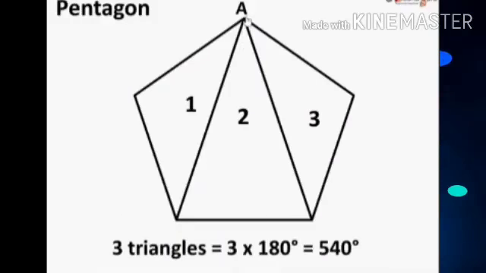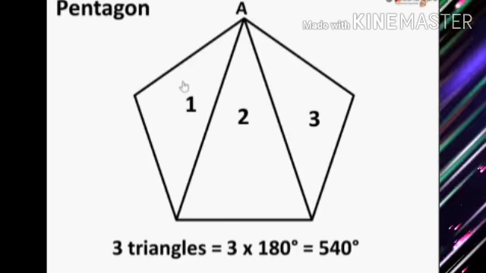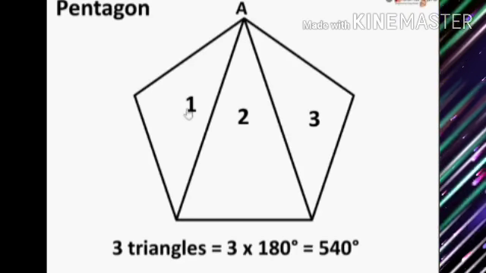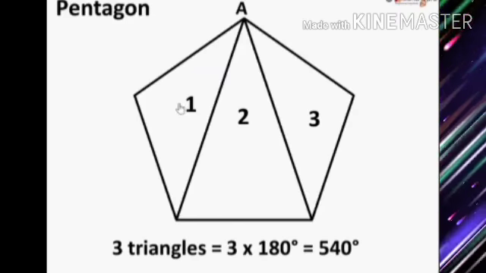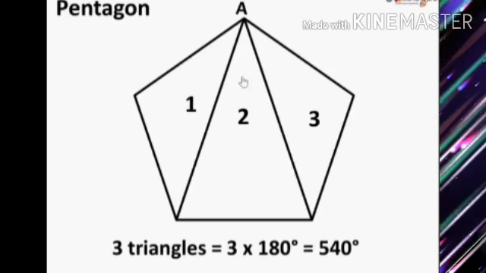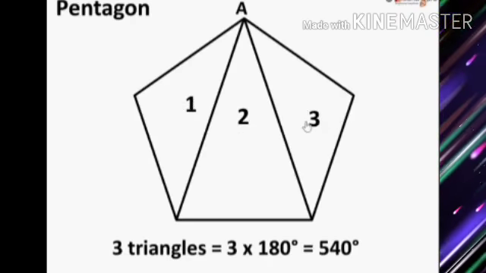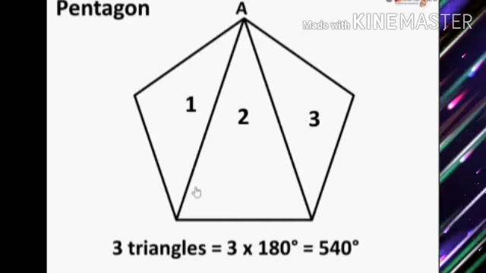Now look at this pentagon. This pentagon can be divided into three triangles, and the sum of angles of a triangle is 180 degree. So sum of the angles of three triangles will be equal to 3 into 180 degree. That is equal to 540 degree. So sum of the interior angles of a pentagon is 540 degree.